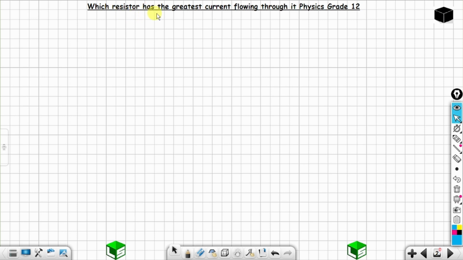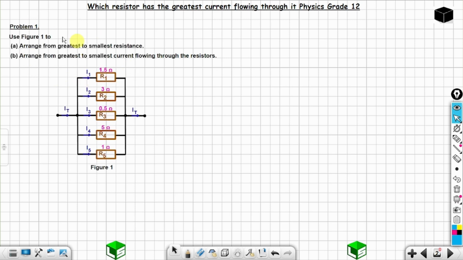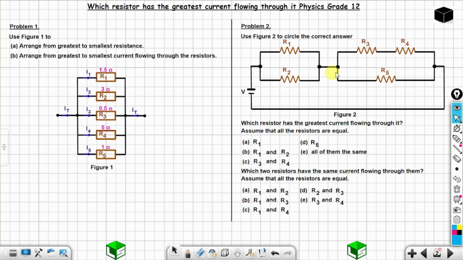resistor has the greatest current flowing through it. Okay, so we have problem number 1 and problem number 2. So the first one, use figure 1. A, arrange from greatest to smallest resistance. B, arrange from greatest to smallest current flowing through the resistors.